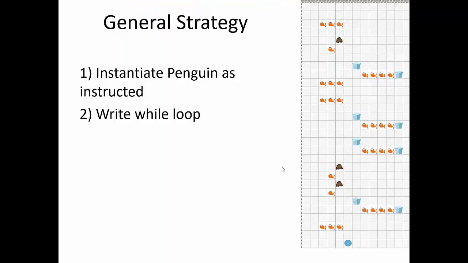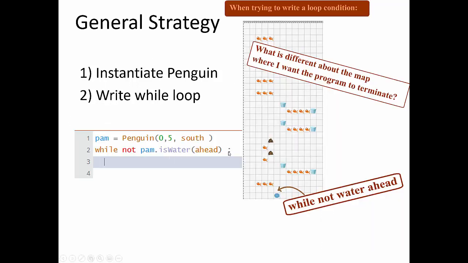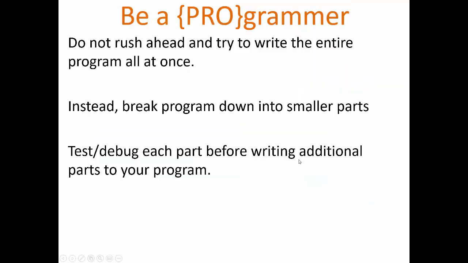Okay, so the general strategy, you're going to want to do two things first. First thing, kind of obviously, is you're going to want to instantiate your penguin as instructed or as needed. And the second thing we're going to do is write a while loop. Don't forget your colon, and we're going to indent everything inside there. All right, so nothing too new yet.